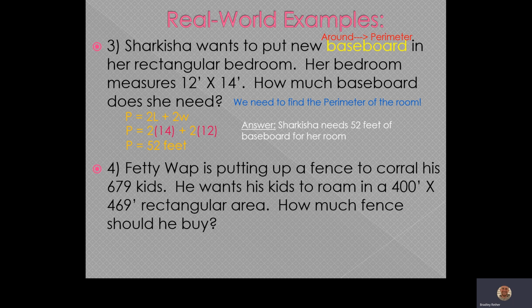The thing that tips you off and lets you know what you need to calculate here is the fence. You should have highlighted fence. Fence goes around your property. That's perimeter because we're going around. How much fence does he need? Well, it's a rectangular yard. 469 would be the length, and there's 2 of those. So 2 times 469 plus there's 2 widths of 400.